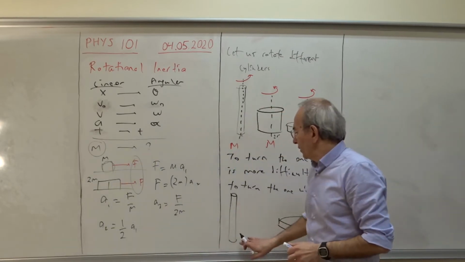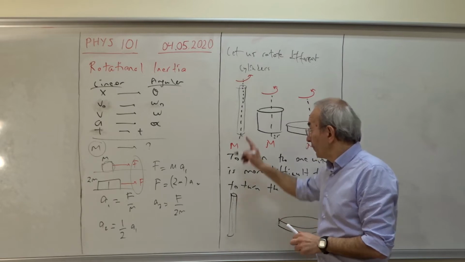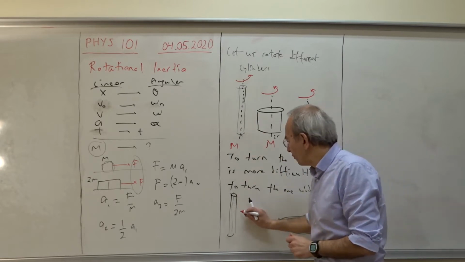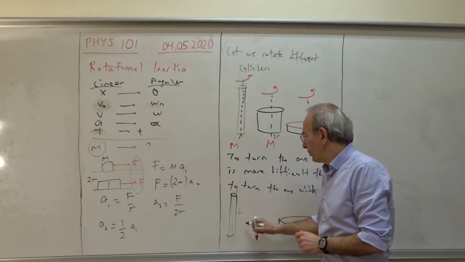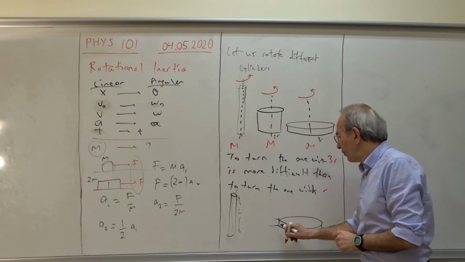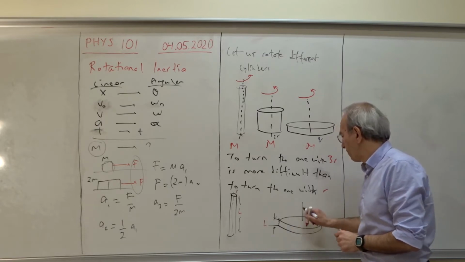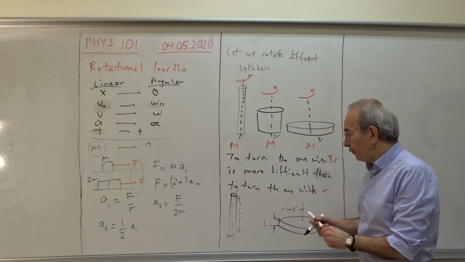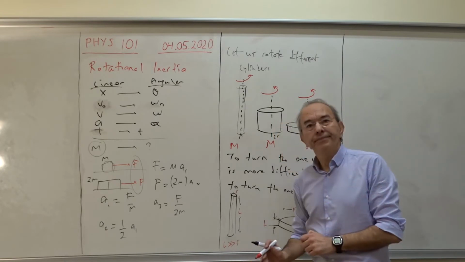The first one, this one has a certain length, let's say L, and radius R. This one has a length, radius R. This one has a length and radius r. Okay? So in the first case we have L much greater than r.